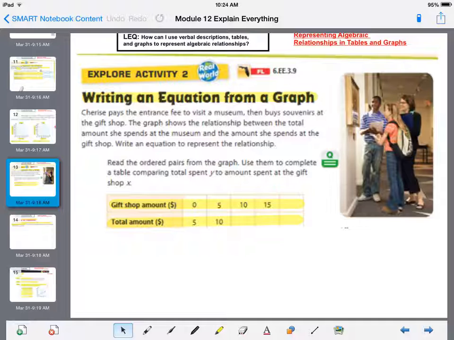So the relationship here is she's going to spend plus 5. So if she spends $10 at the gift shop, she's going to spend a total of $15. If she spends $15 at the gift shop, she's going to spend a total of $20. If she spends $20 at the gift shop, she's going to spend a total amount of $25.